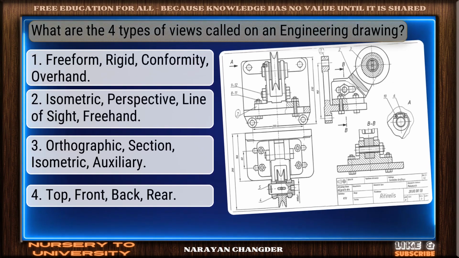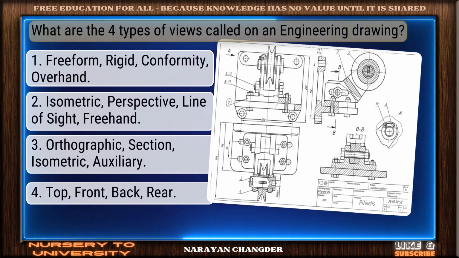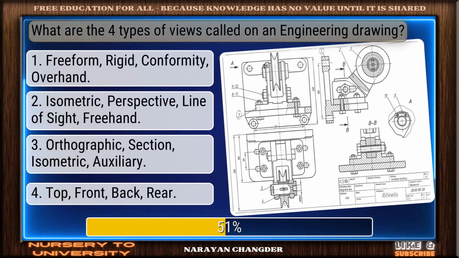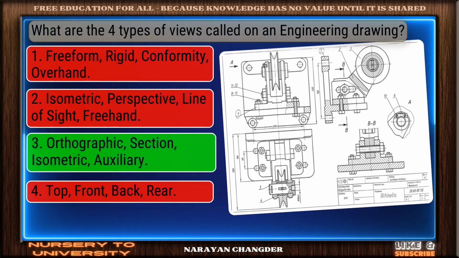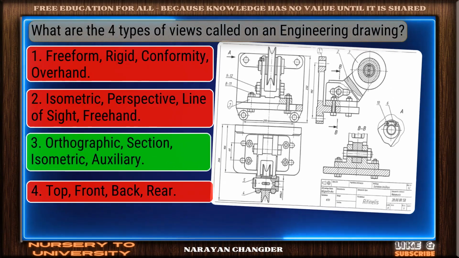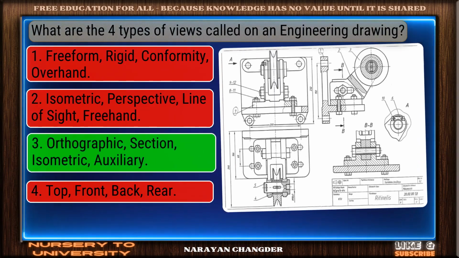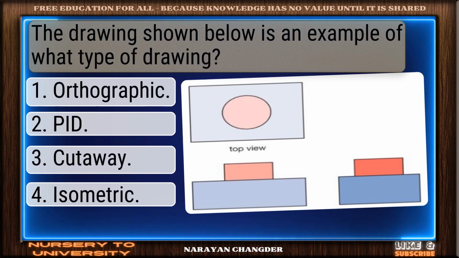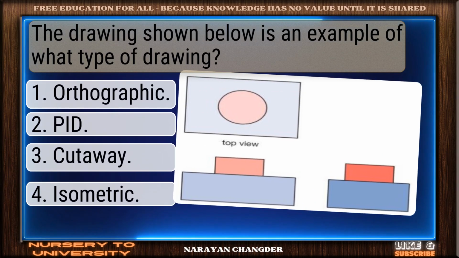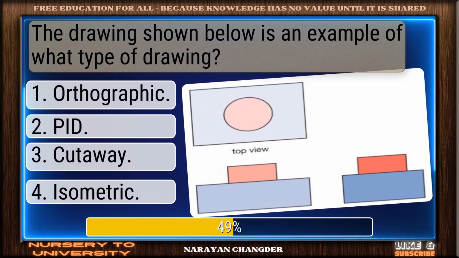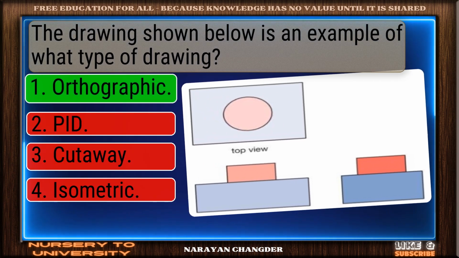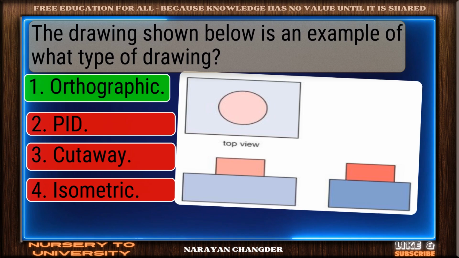What are the 4 types of views called on an engineering drawing? You chose orthographic, section, isometric, auxiliary, and it is correct. The drawing shown below is an example of what type of drawing? Perfect. Orthographic is the correct choice.